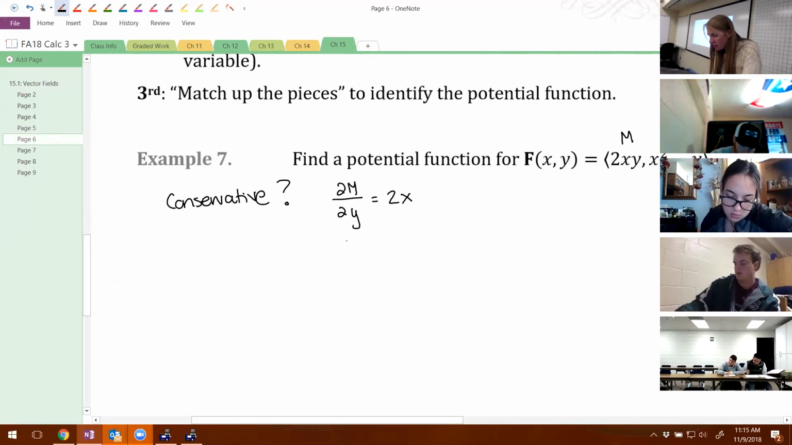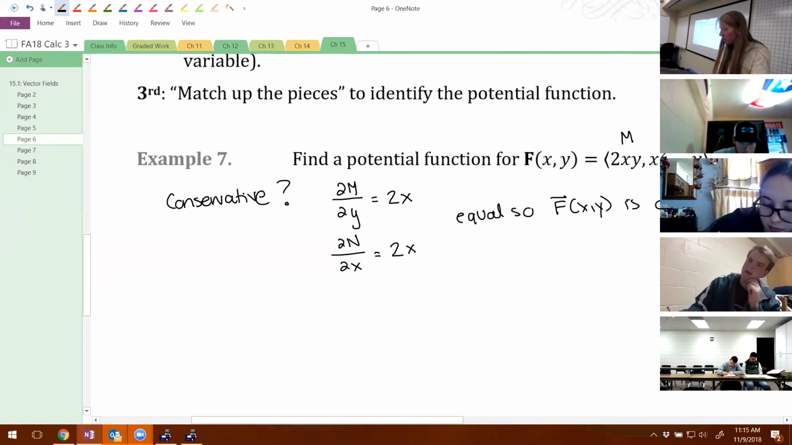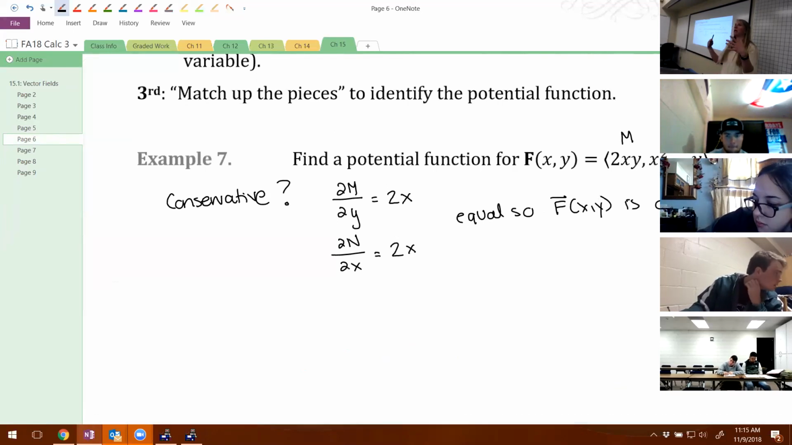Similarly for N, we're going to try to see if N is a partial with respect to y. So we need to take the second partial with respect to x, which is also 2x. So since they are equal, we know it is conservative. And again, if it's conservative, right now to us, that just means we can find a potential function. This is the gradient of something. Question now is, what's that something?